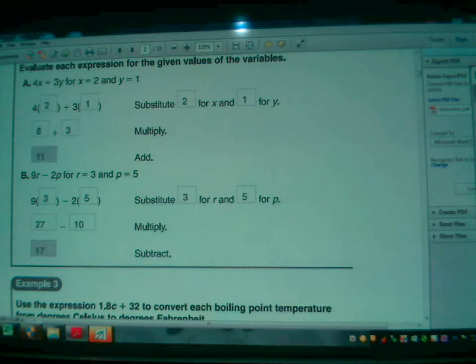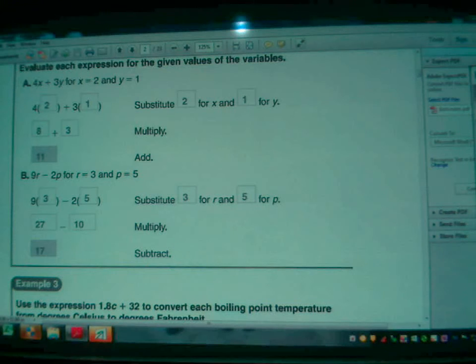Again, it's not really dramatically different than anything else we've done. It's just 2 variables in the problem instead of 1 like we saw in example 1. Let's look at the B question. 9r minus 2p for r equals 3 and p equals 5.